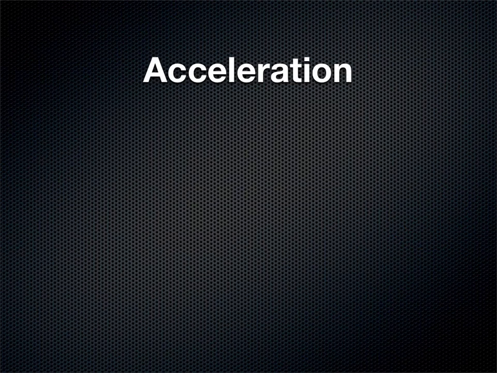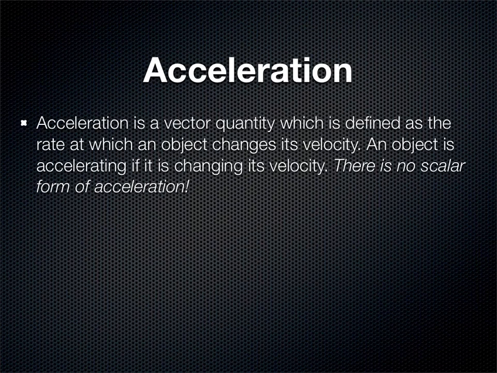Alright, so we've talked about distance and displacement and speed and velocity. So now we're going to talk about acceleration. Acceleration is a vector, which means acceleration has both a magnitude, in other words a number, and it has a direction. And the definition of an acceleration is the rate at which an object changes its velocity. An object is accelerating if it's changing its velocity.